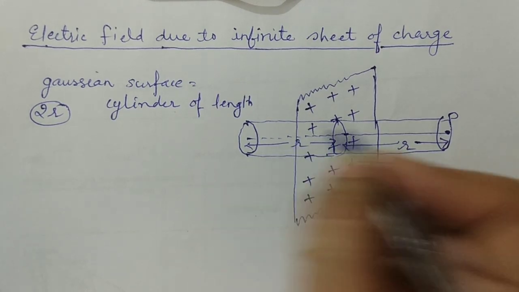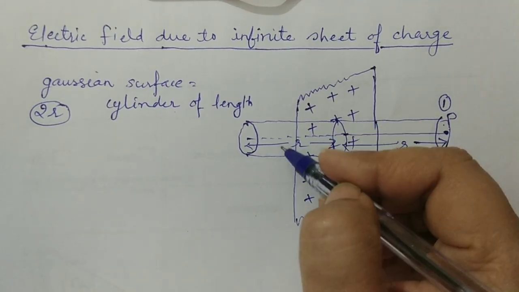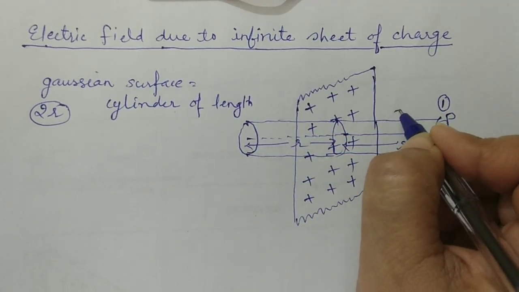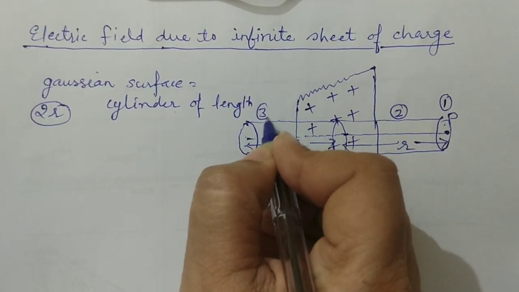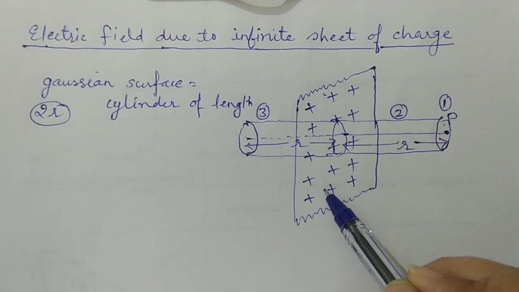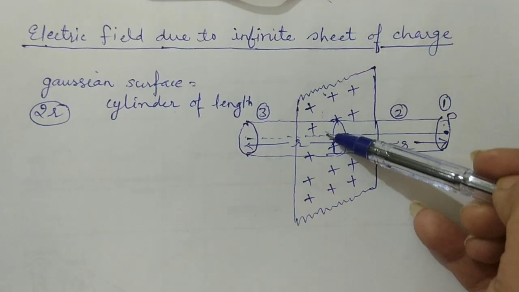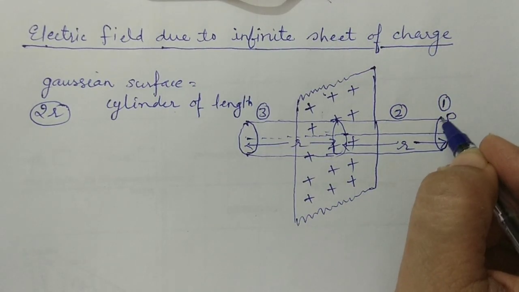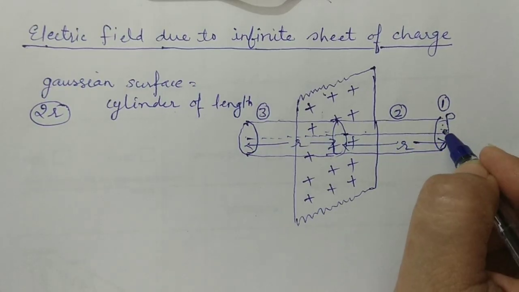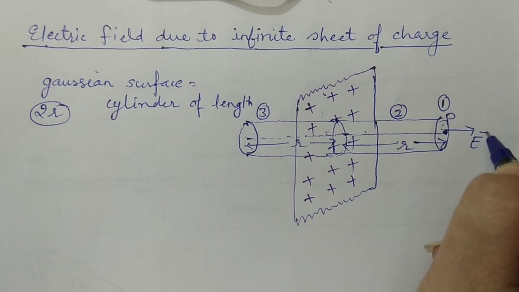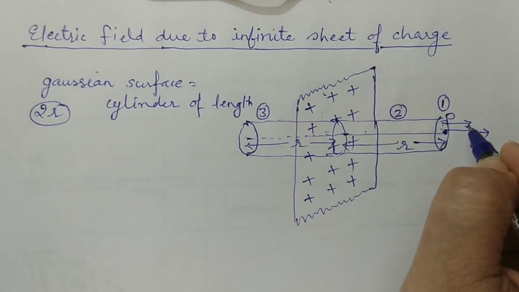Here we take this cross section, say, as surface 1, the curved surface of cylinder as surface 2, and this cross section as surface 3. As positively charged sheet is expanding in the vertical direction, that means it will go in this direction and downward in this direction. So at this cross section, the direction of electric field be away from positive sheet, so we can take it this side, and the area vector of this cross section will also act in the same direction.